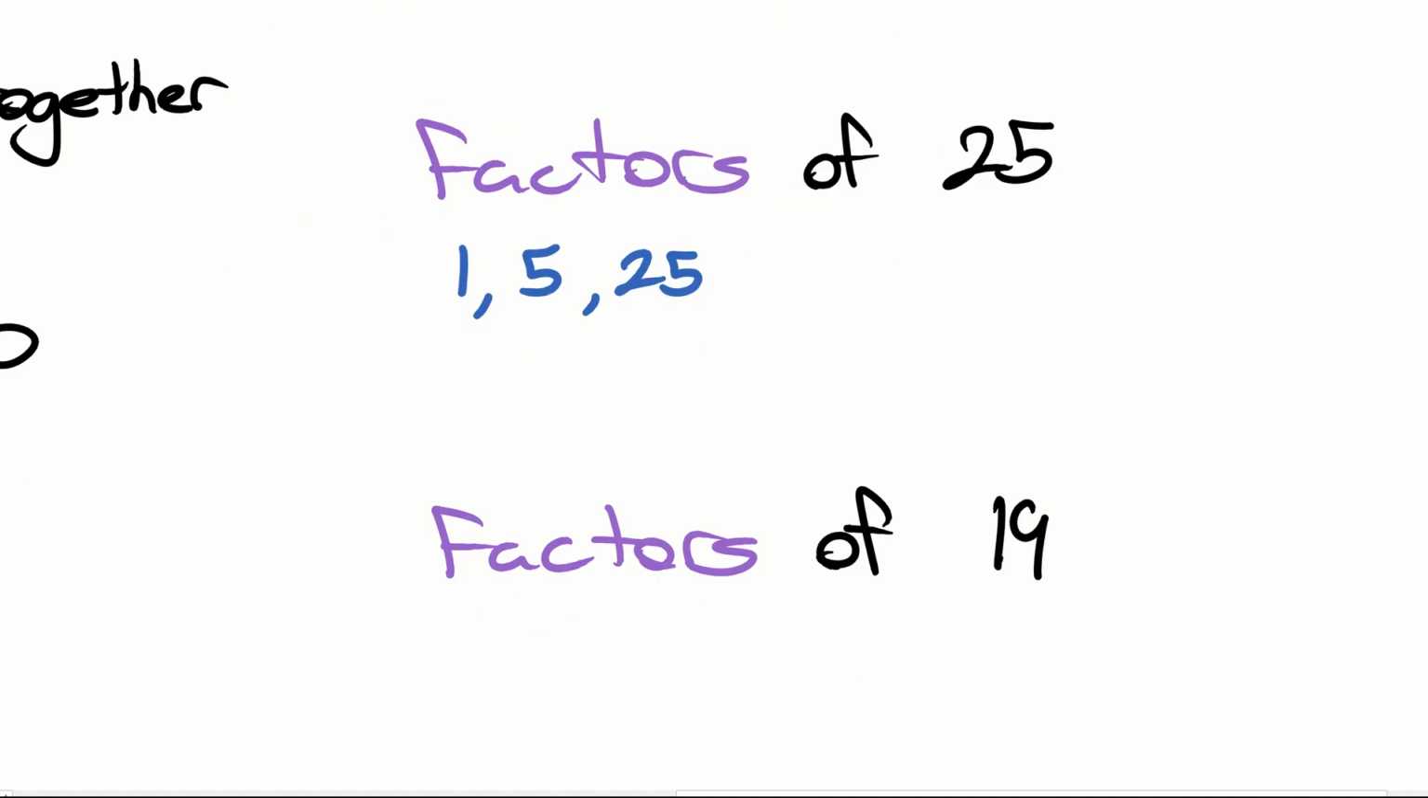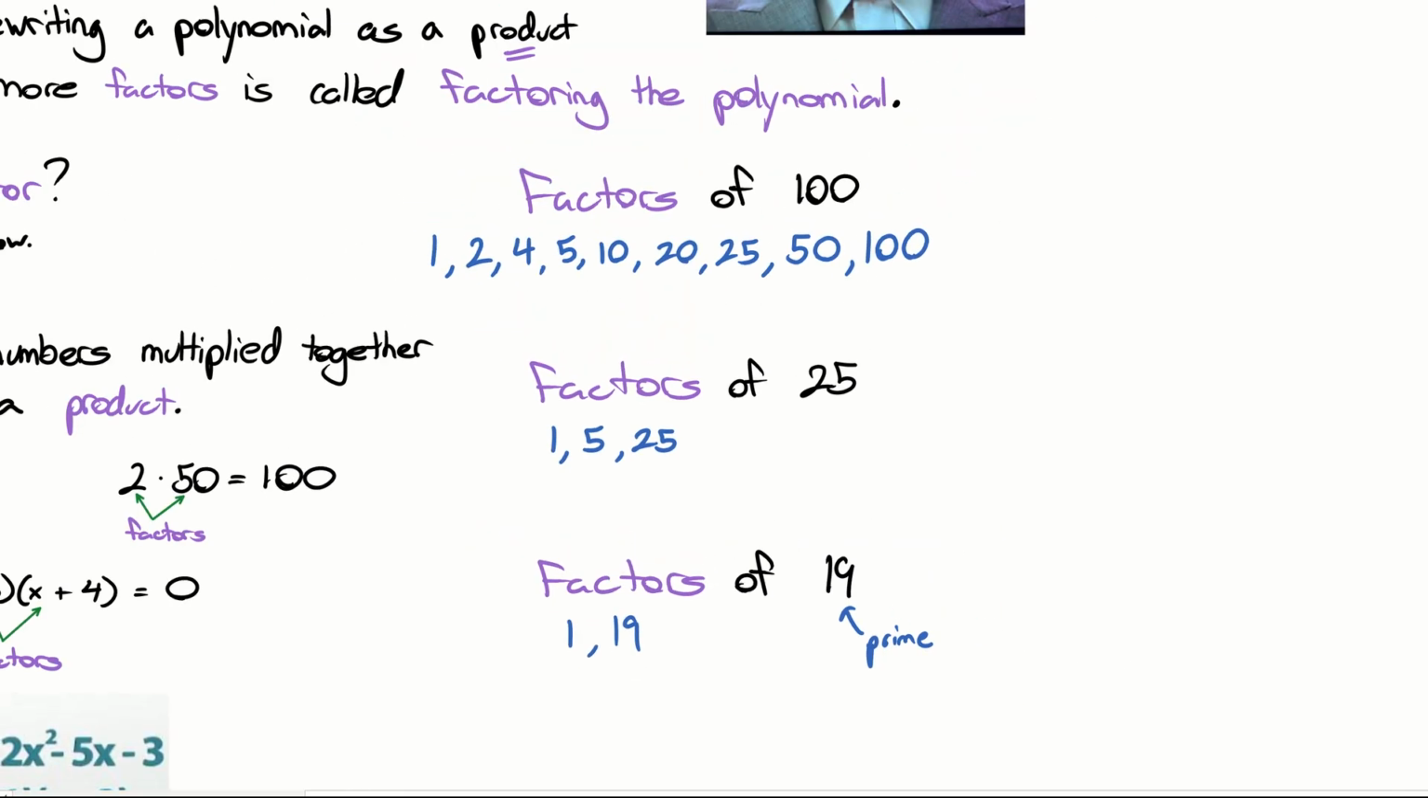What about factors of 19? Well, of course, we've got 1. We've got 19. Are there any other factors of 19? 2, 3, 4, 5, 6. No, remember 19's prime. So the only factors of 19 are 1 and 19, right? That's a prime number. And remember, that's what a prime number is by definition. Prime number is a number that has factors that are just 1 and itself. That's it. No other numbers are its factors.